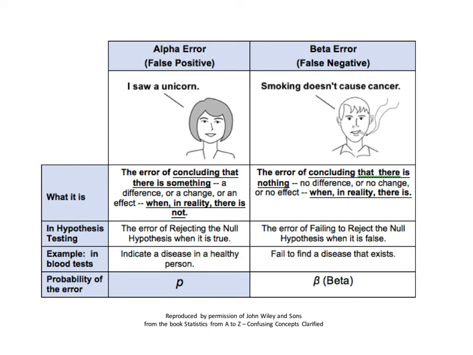For example, in blood testing, a positive conclusion means that there is a disease present. If there is in fact not, then the conclusion of positive is false. So we would have a false positive, that is, an alpha error. The probability of an alpha error is P, which is one of our four central concepts in inferential statistics.